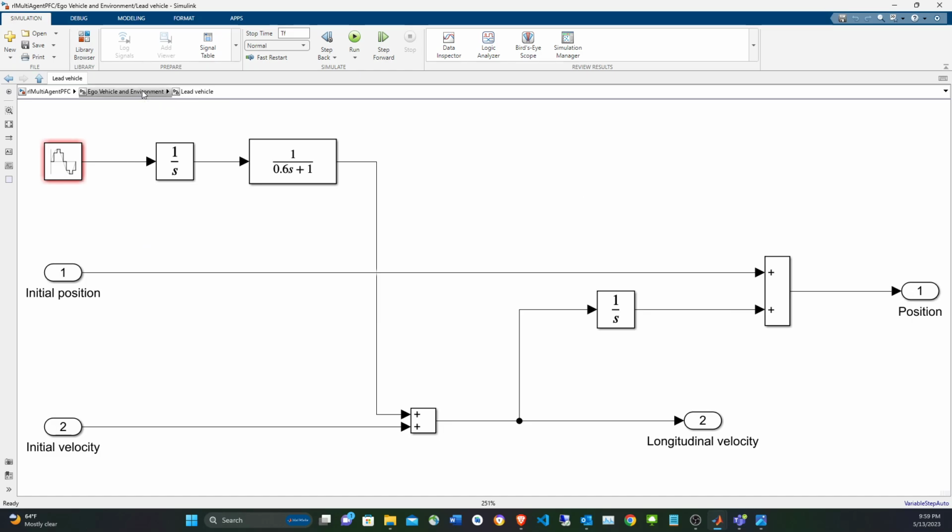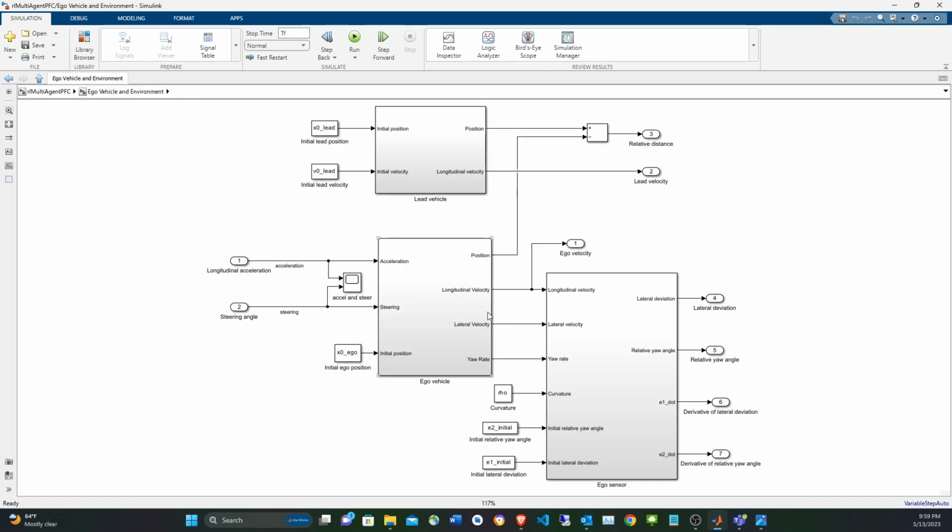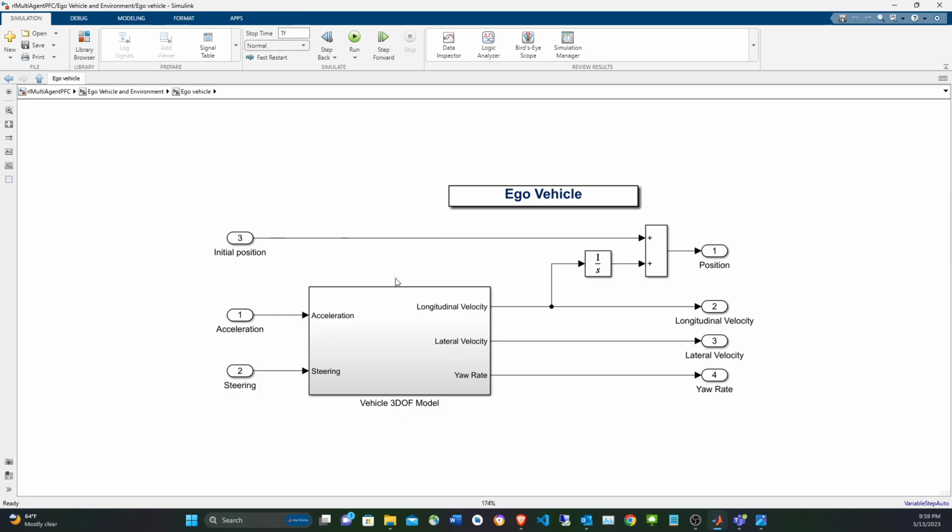Pretty straightforward. Okay, for the ego vehicle it's more complicated because it has an acceleration and also a steering angle coming from the agents. And you have an initial position as well. In this case, let's go inside of here.